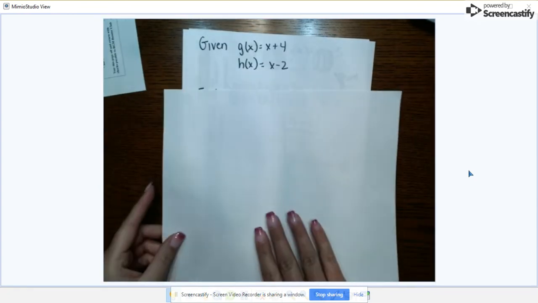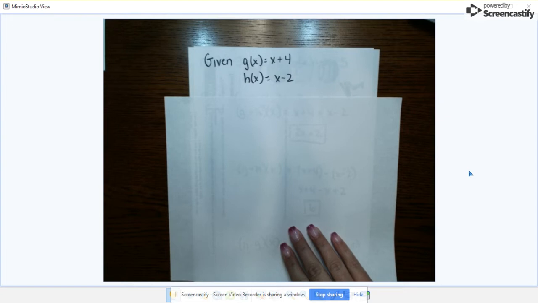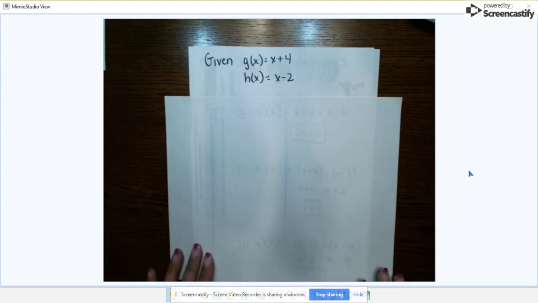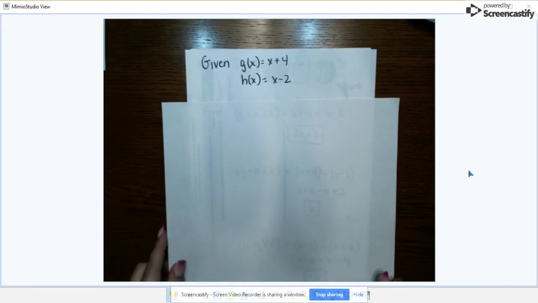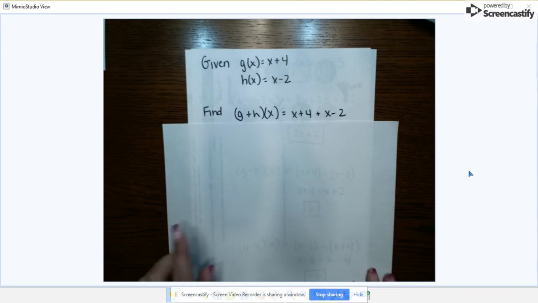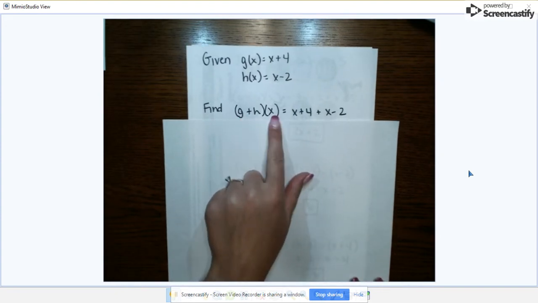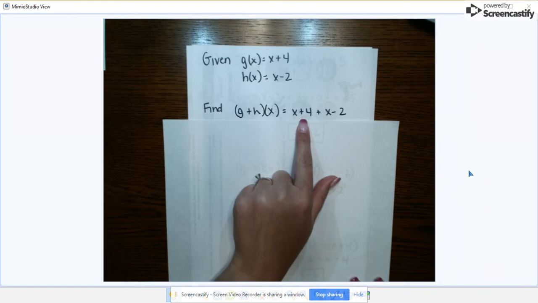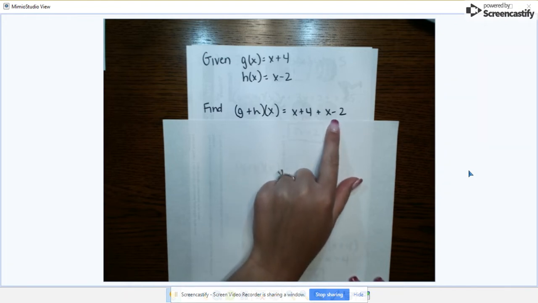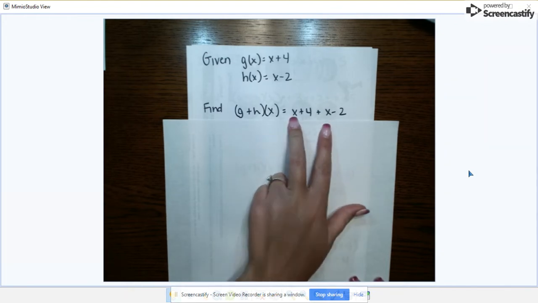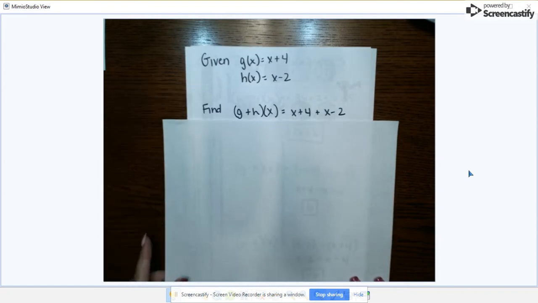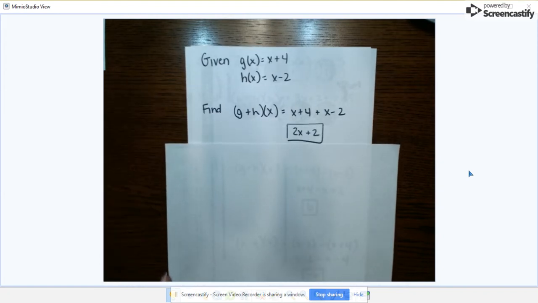Okay, we're going to just jump into examples. So I give you g of x being x plus 4 and h of x equaling x minus 2. And I want to know, what is g plus h of x? Well, that means I take g of x, which is x plus 4, and I add h of x, which is x minus 2. And now I just combine like terms. So x plus x gives me 2x, and then 4 minus 2 is 2.